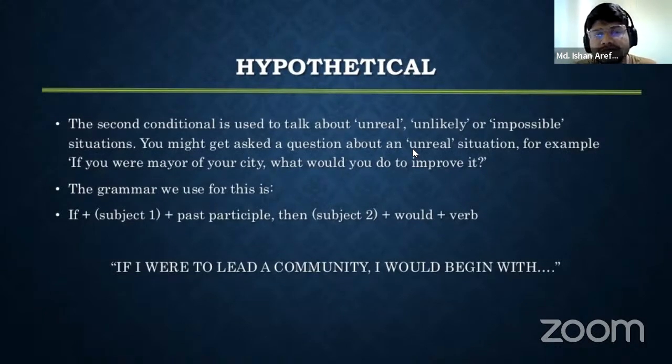If I were the mayor of my city, then I would. So after that, that's the starting of the second conditional. Then I would, so you have to use would. Then I would do this and this to improve my city. So you should start answering the hypothetical question like this. So that's a task.